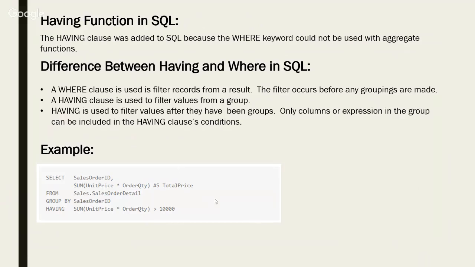Here you can see that we are creating a new column known as total price. If you want to create a calculated column from a set of columns you already have, you can give an alias name to that new calculated value. Here we have taken the sum of unit price multiplied by order quantity, and defined that new calculated column as total price. Now we also want to apply a filter, which is that it should be greater than 10,000. So for that, we are using the having clause here. First we group by that column, and then we use the having clause to apply the filter we want with the aggregator function.